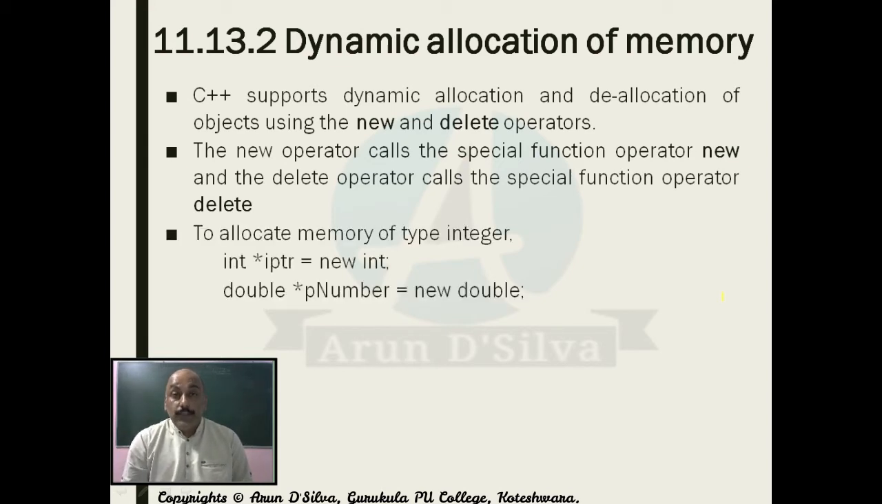Let me show you how we can allocate the memory. Here is a memory allocation. I am creating an integer type pointer variable and assigning the memory new int. So this means the 2 bytes I am assigning here. Here is double *pnumber = new double. So this allocates 8 bytes of memory. Got it? This is normal.